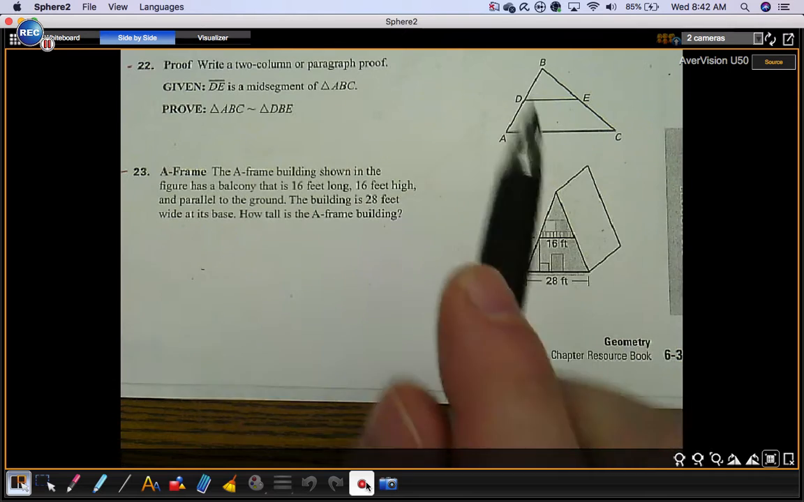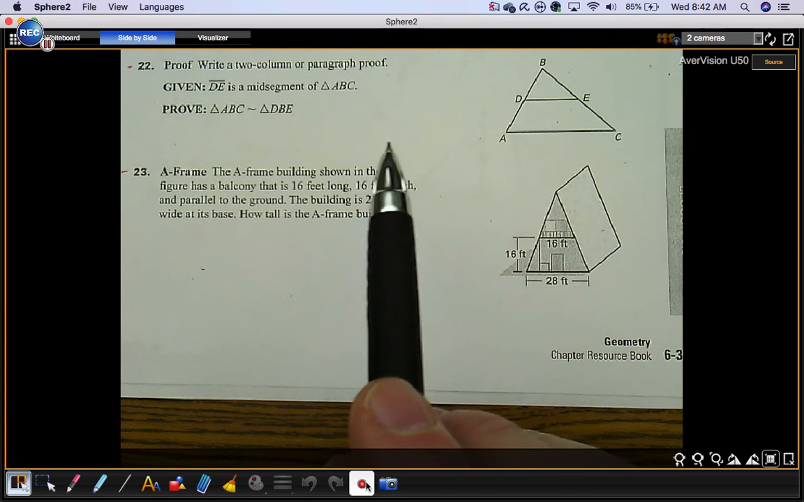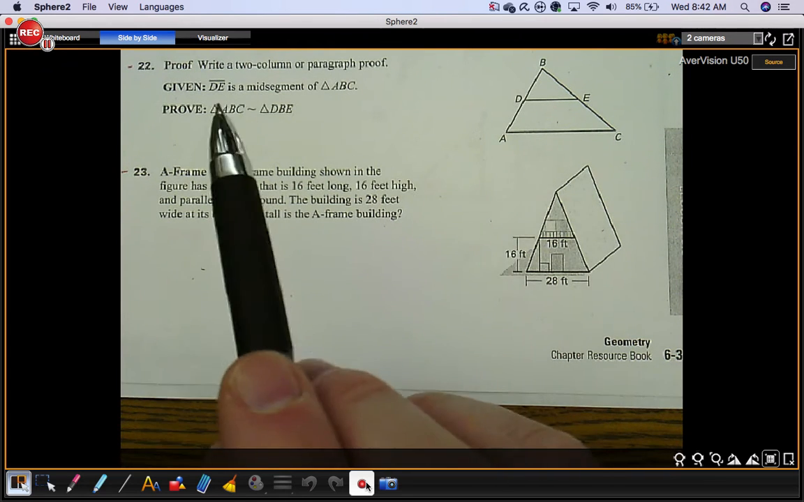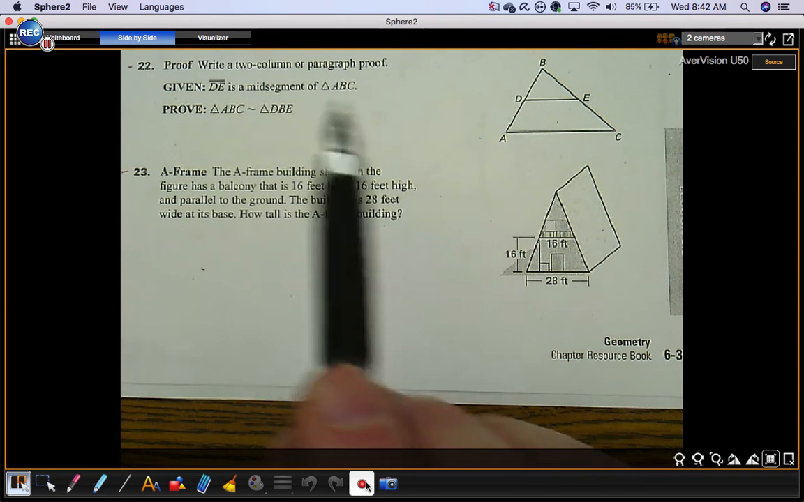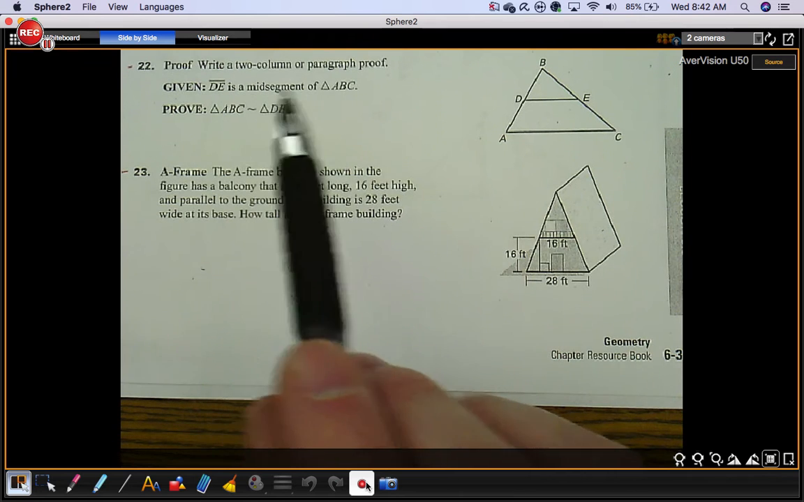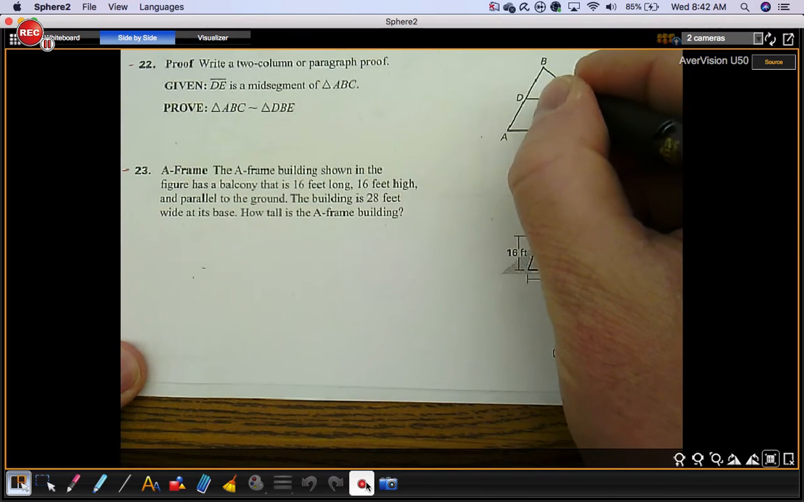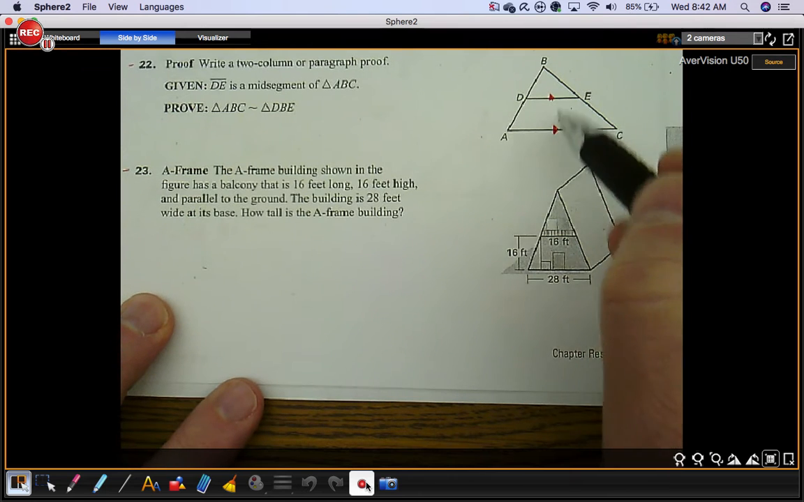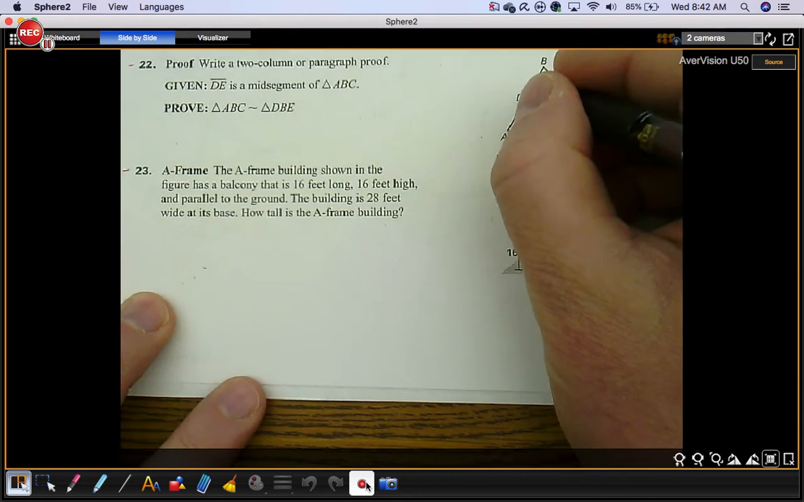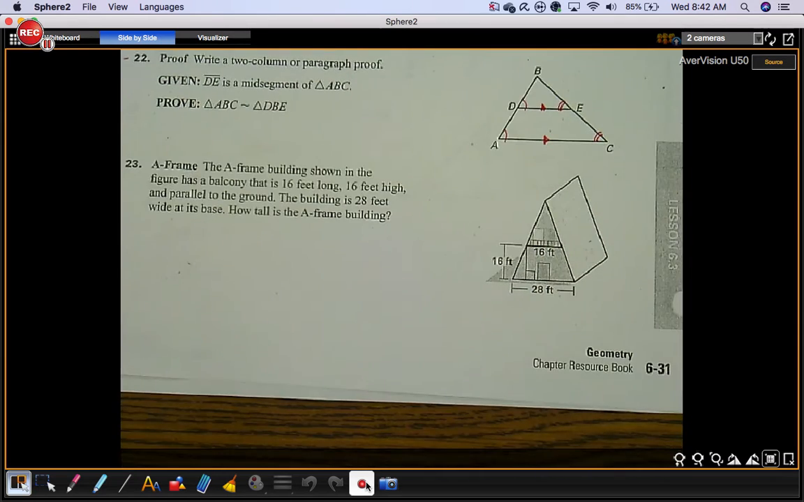Number 22, we're going to write a two-column or paragraph proof. We're given that segment DE is a mid-segment of triangle ABC. Prove that triangle ABC is similar to triangle DBE. If we know that segment DE is a mid-segment, then we can use what's called the mid-segment theorem. We know that the mid-segment is parallel to the side that it doesn't touch. So step 2 would be saying these are parallel. Step 3 would be to then say your corresponding angles are congruent. Now, you can clearly see that those two triangles are similar by angle.